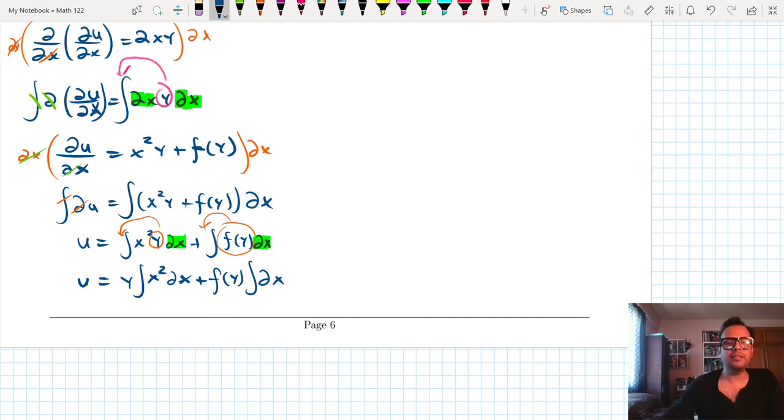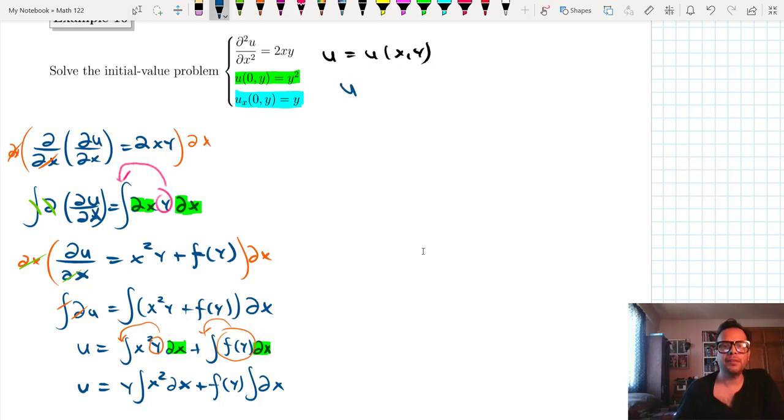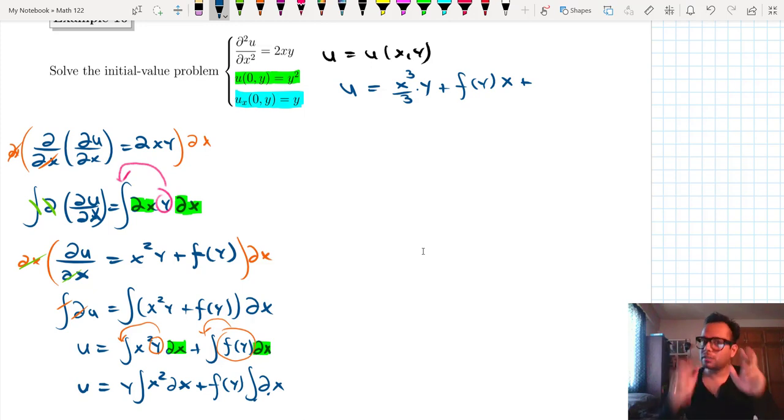The integral of dx, what is that going to give us? That's going to give us some u equals the integral of x squared. This will be x cubed over 3 times this y right there, that was outside of the integral, plus f of y times the integral of dx, which is just x, plus some other constant of integration, but that constant of integration will be of the form g of y.